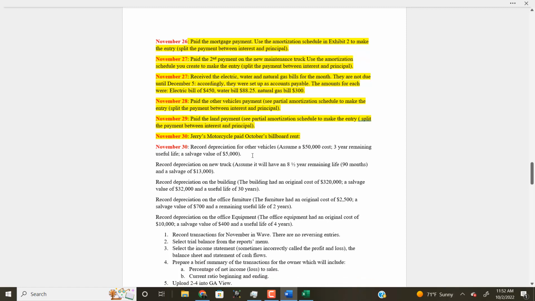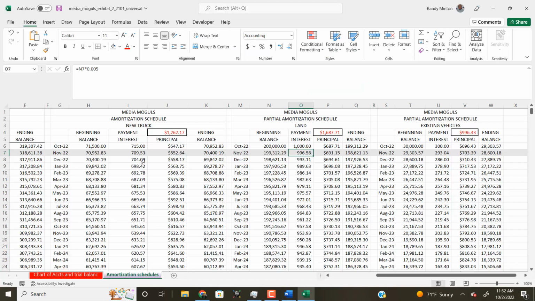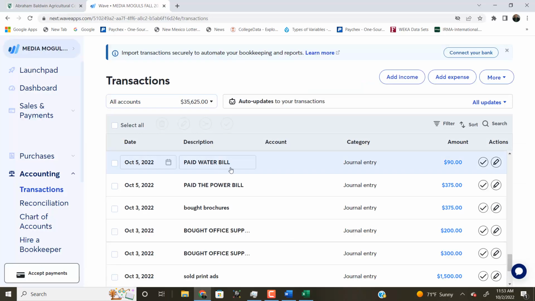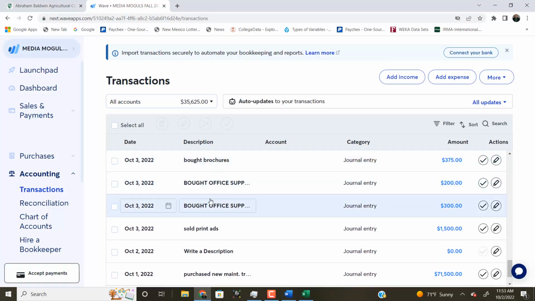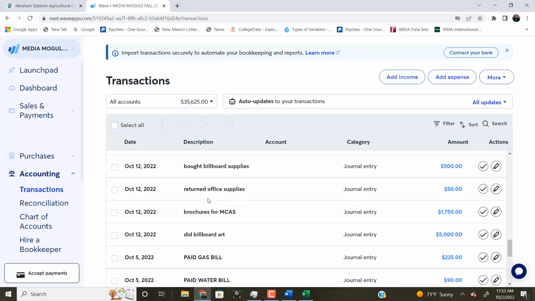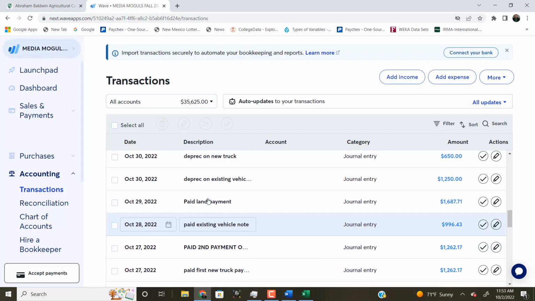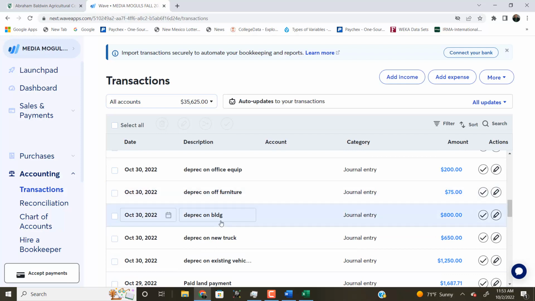All right. We already calculated these one time. If I come back over here to Wave and go down to the October entries, all the way back up to the end of October, here I have it. Depreciation on the office equipment, $200. Depreciation on office furniture, $75. Depreciation on building, $800. Depreciation on new trucks, $650. And depreciation on existing vehicles, $1,250.